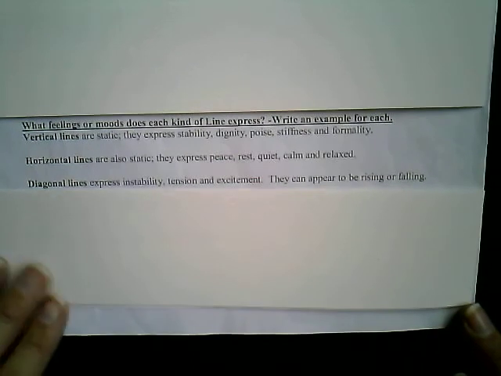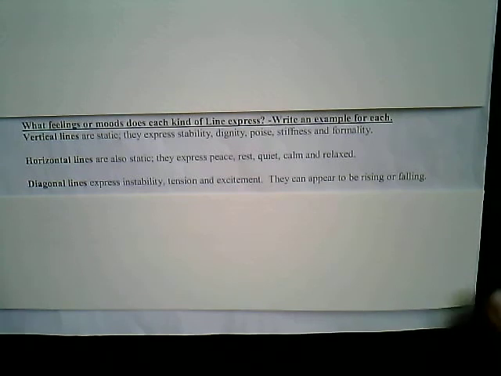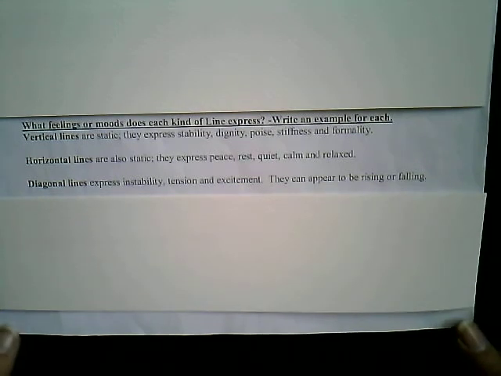And diagonal lines express instability, tension, and excitement. They can appear to be rising or falling. So if a diagonal line looks like this or like this, what reminds you of these expressions? It looks like it's rising or falling, so that makes it unstable. There's tension and excitement. So what examples can you think of?